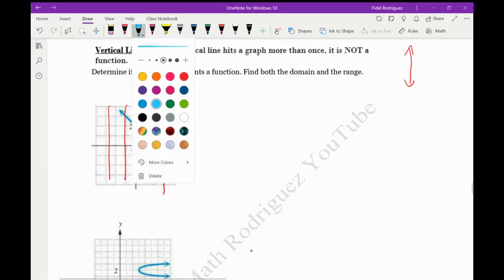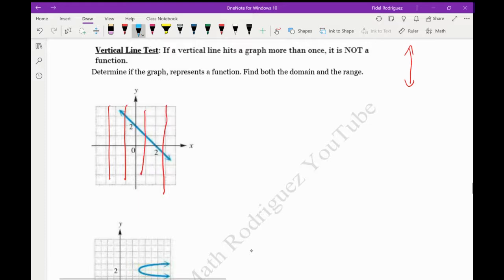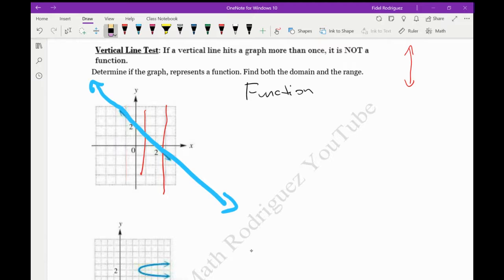Now I know that the line kind of looks like it stops. So remember, that is a line that goes kind of forever and ever, right? Okay, so first thing we're going to say here is, yes, we have a function, okay? Now, the next thing we need to figure out is what is the domain and what's the range, okay?